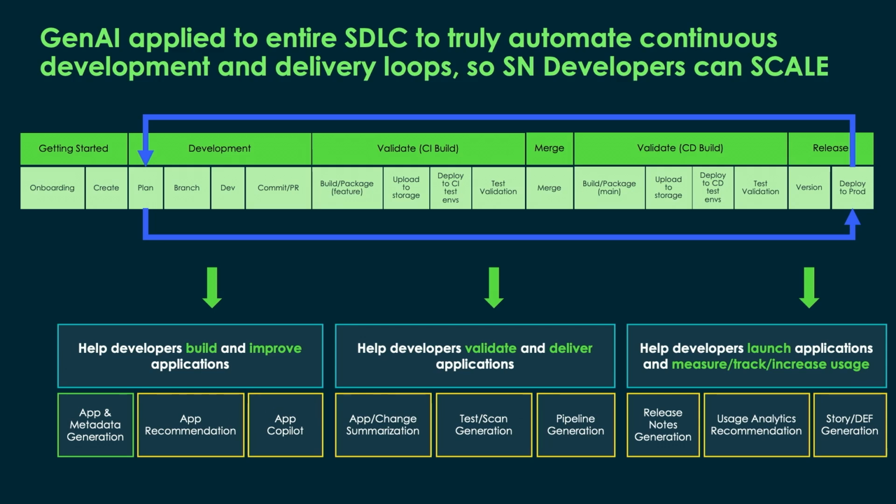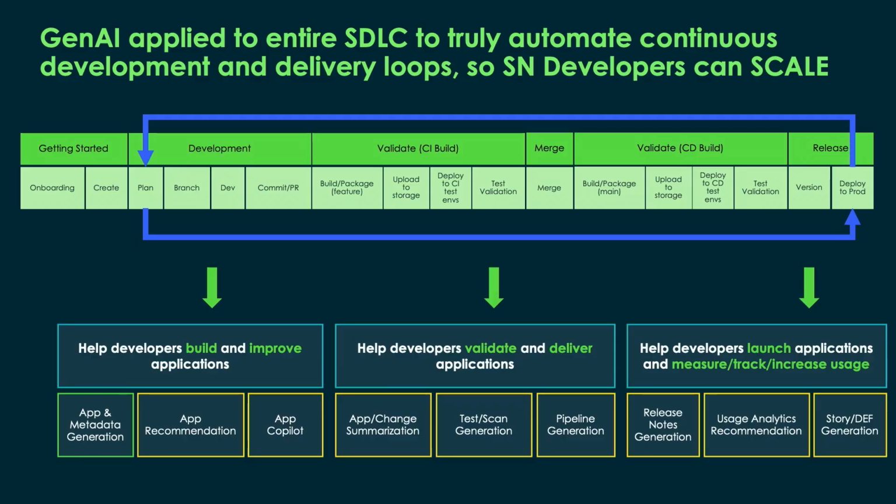So beyond app and metadata generation and building and improving applications, how do we help developers better validate and deliver their applications once they have generated all this metadata? How do we help developers launch these applications, perhaps by generating release notes for them, or even be able to measure, track, and increase usage on behalf of them? And someday, will we be able to get to the point where we have story and defect generation that feeds straight back into app generation and just does a fully automated loop for you? That's the dream state that we're heading towards.